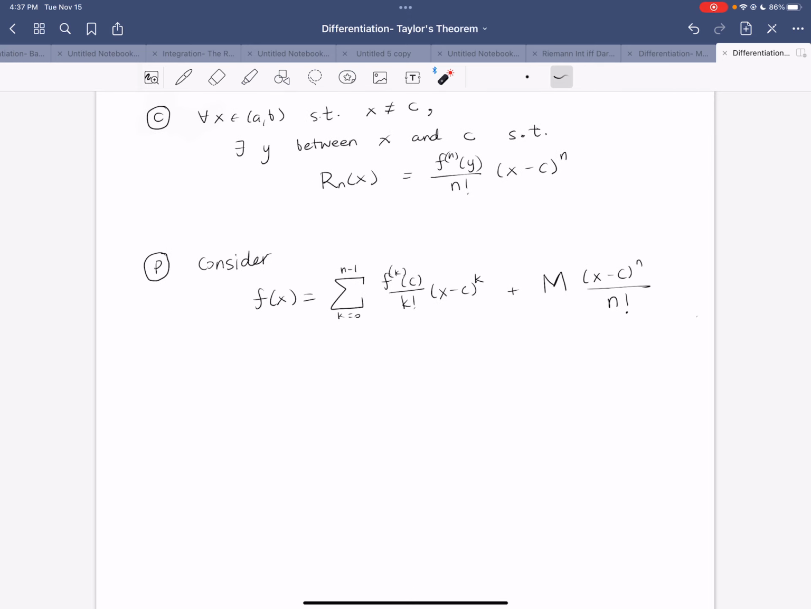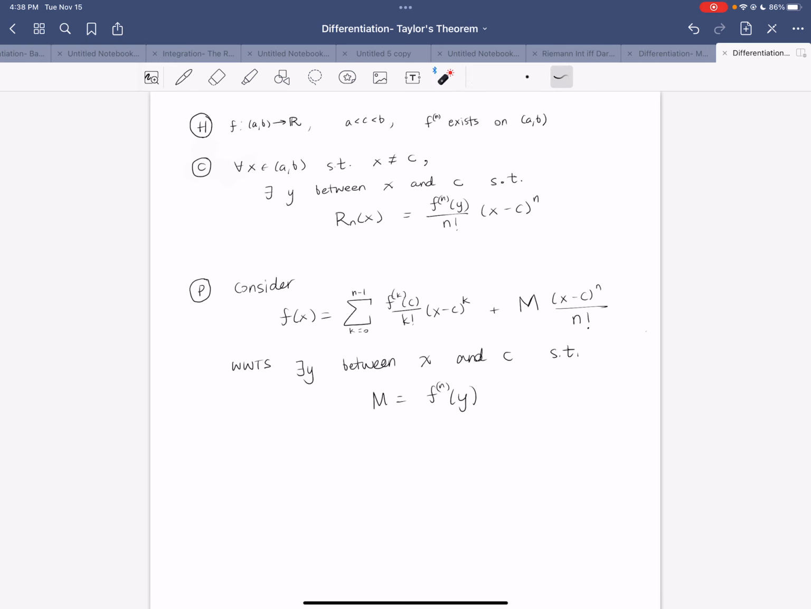But it'll turn out that this m will be part of a function whose derivative equals 0, which will imply our claim. That will imply that we'll have a y satisfying this. Okay, so we're going to consider this, and we want to show there exists y between x and c such that m is equal to the nth derivative of f at y.